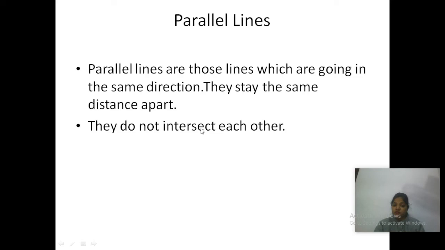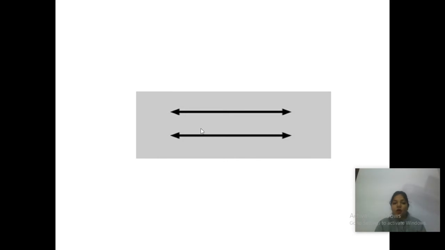Now they don't intersect each other. You can see in these lines that they will not meet at any point. They will not intersect each other because the distance between them is equal. So they will not intersect each other. Is it clear to all of you?